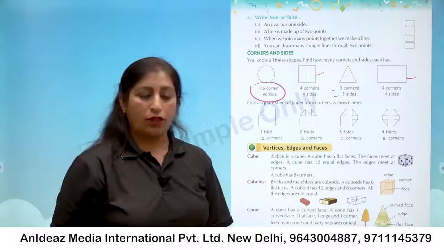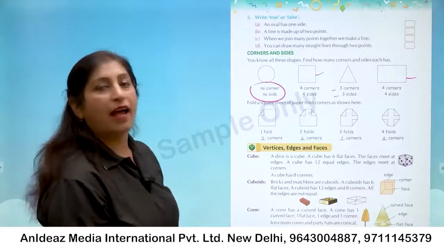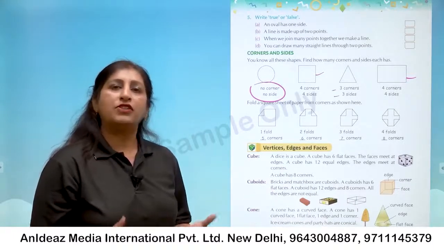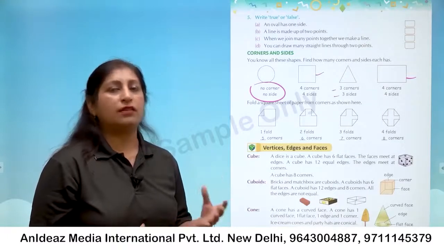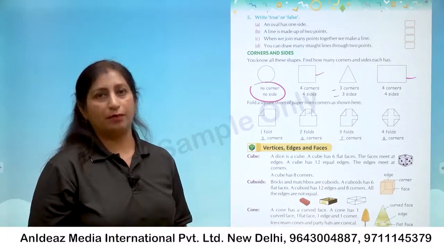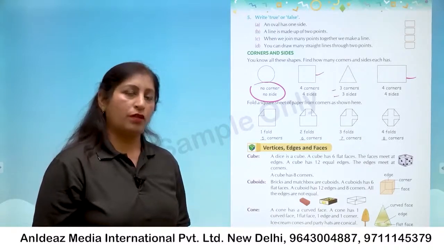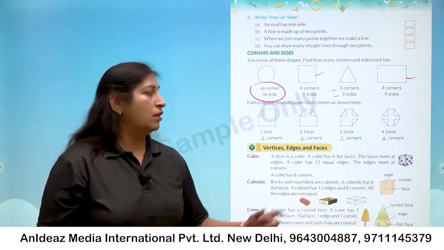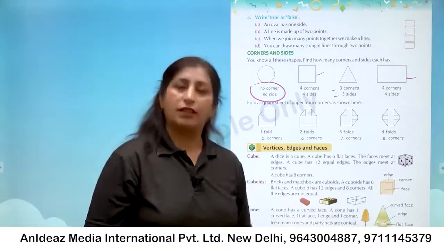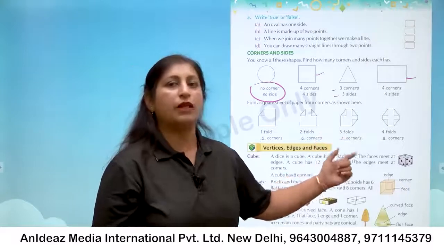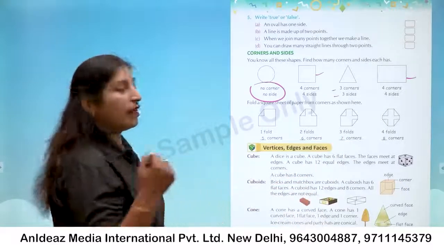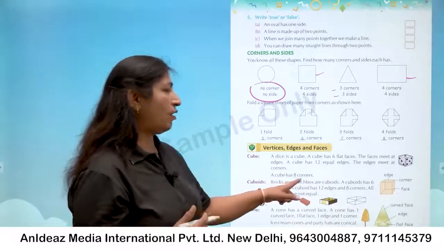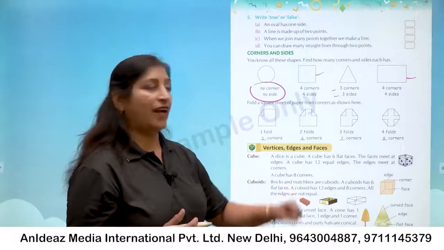So now we come to the topic vertices, edges and faces. What about a cube? What shape do you observe in objects that have a cubical shape? Have you seen a dice? Yes, of course, you must have seen a dice. So a dice has a cubical shape, it is a cube in shape. If you take the shape of a cube, then you can say that there are 8 corners, 12 edges and 6 flat faces.